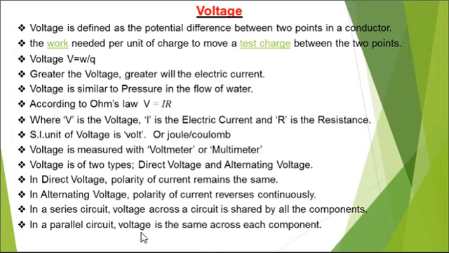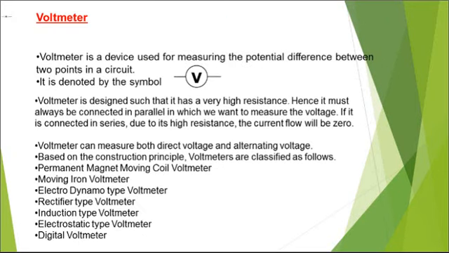So in a parallel circuit the voltage is the same across each component, but in a series circuit the voltage is shared. This is voltage. Now, the voltmeter. A voltmeter is a device for measuring the potential difference between two points in a circuit. It measures how much voltage is across the circuit.